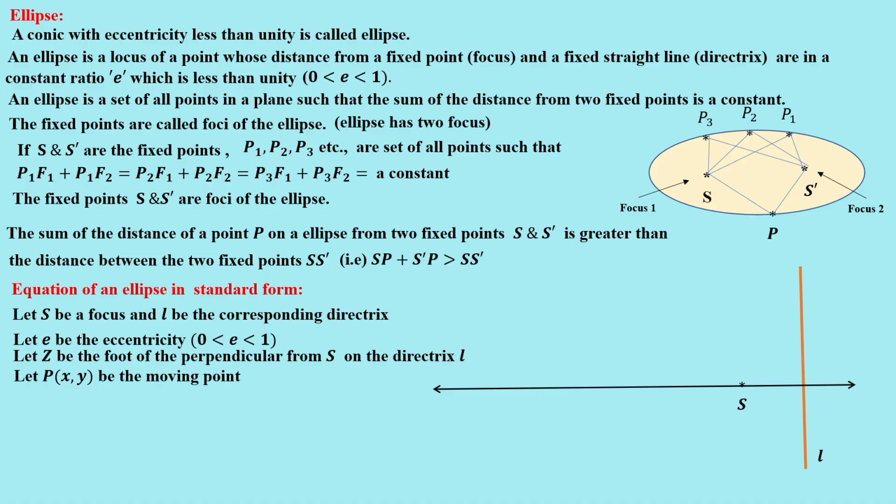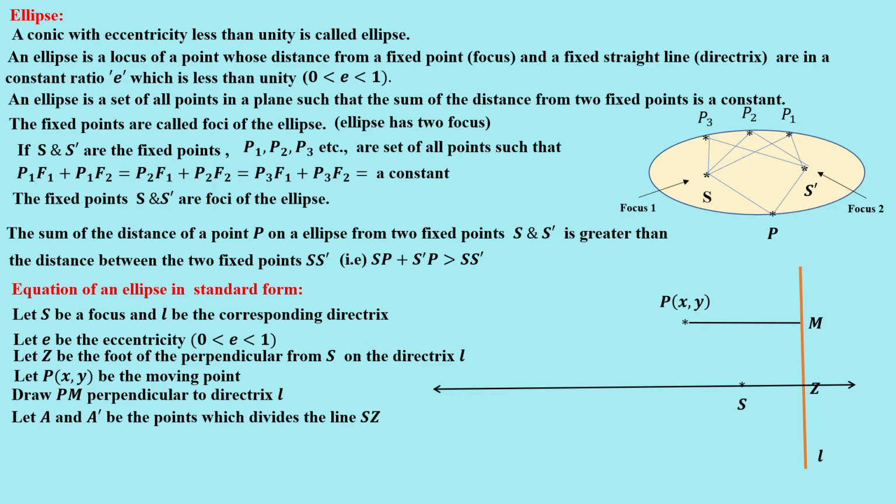Let P(x, y) be the moving point. So consider P any moving point. Draw PM perpendicular to the directrix, so draw a perpendicular line from P to L, right? PM. Let A and A dash be the points which divide the line SZ. So SZ is a line segment, and A and A dash, we are choosing two points on that line which divide the line segment SZ internally and externally in the ratio e is to 1 respectively.